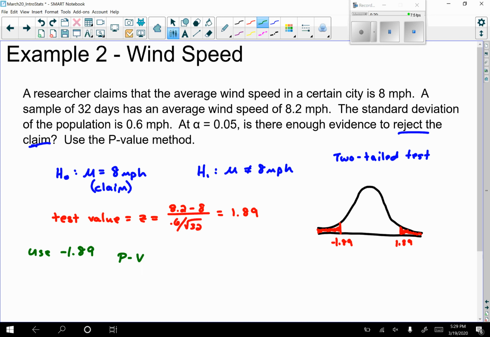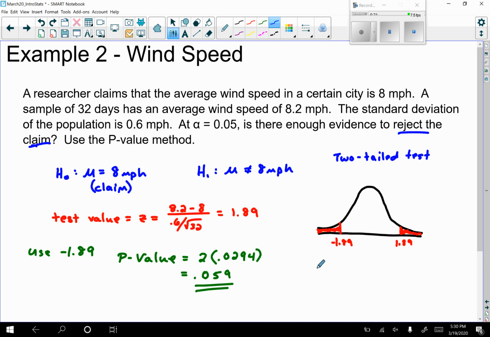So when you go to calculate the p-value, menu 552, keep that negative infinity there, and then type in a negative 1.89 as your upper boundary. So the p-value is going to equal 2 times the area that we're going to get. And you should be getting a 0.0294. And then this should give us a 0.059. So our p-value is 0.059.